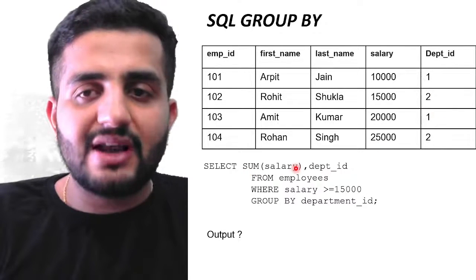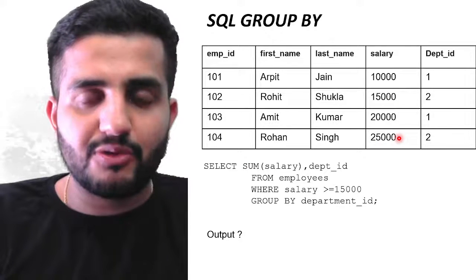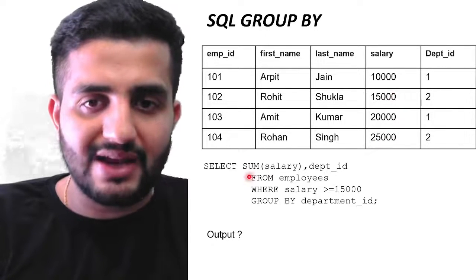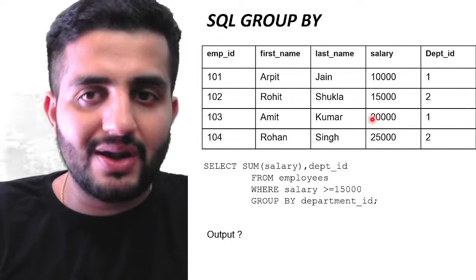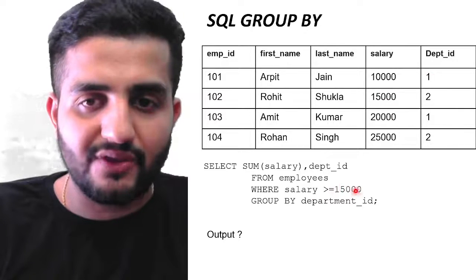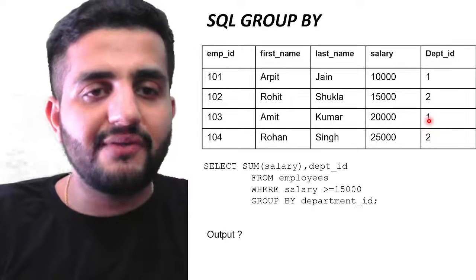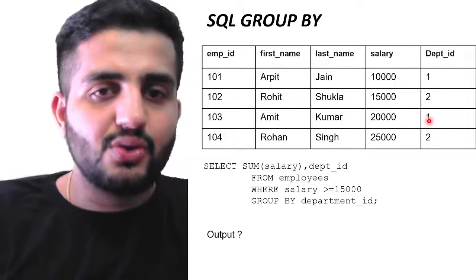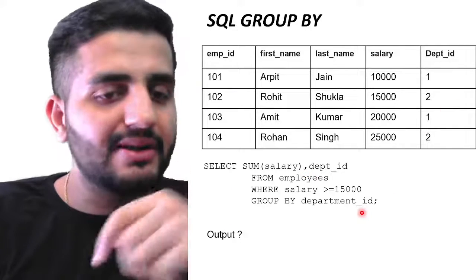And then sum of salary means 15,000 and 25,000 will be added together. So the output will be 40,000, sum of salary as 40,000 and department ID as 2. And the second row would be 20,000 plus 0 because I do not have any row for department 1 which is qualifying this criteria. So 20,000 comma 1. So you'll be having 2 rows with 2 columns: sum of salary, the column name, and the department ID, the column name.